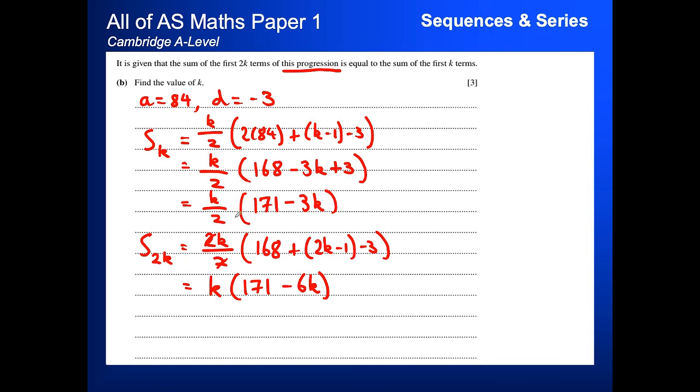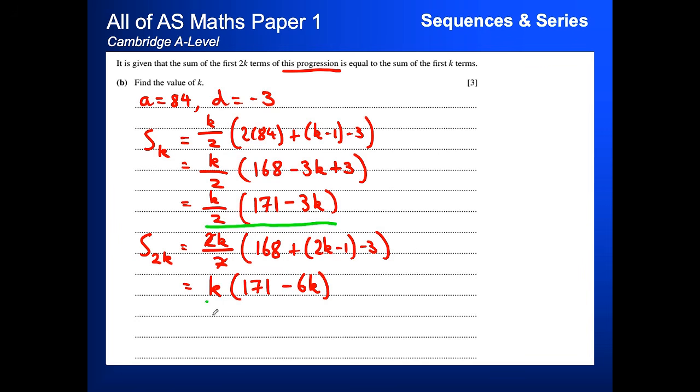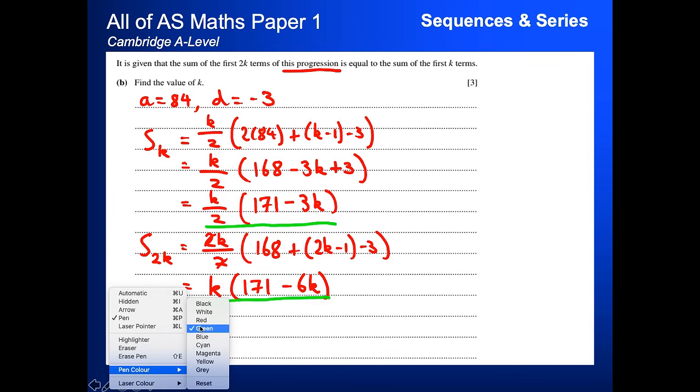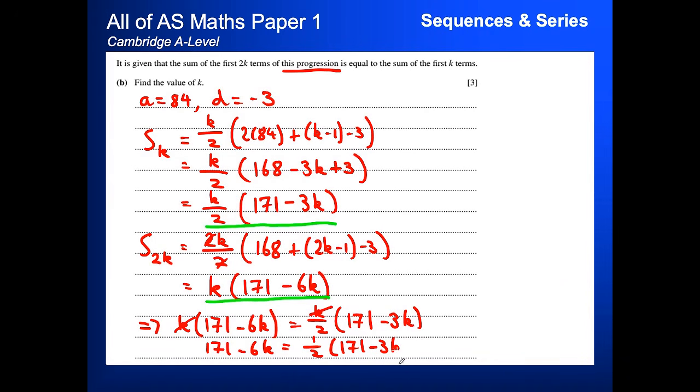And what the question is saying here is that these two things are equal to each other. So let me underline that in green. So this expression here is equal to this expression here. So to finish this off, k lots of 171 minus 6k is equal to k over 2, 171 minus 3k. Now, one of the reasons to keep it in bracketed form is that these two things cancel, saving us a bit of time here. So 171 minus 6k is equal to a half lots of 171 minus 3k.